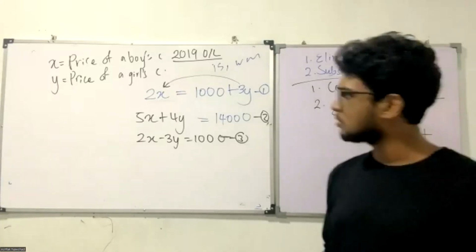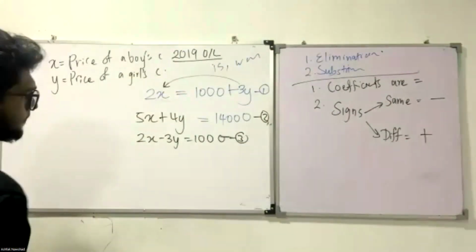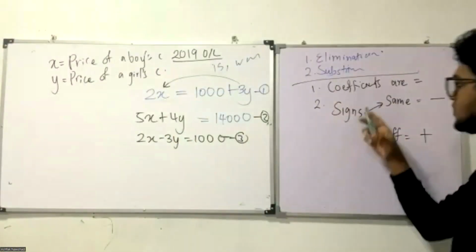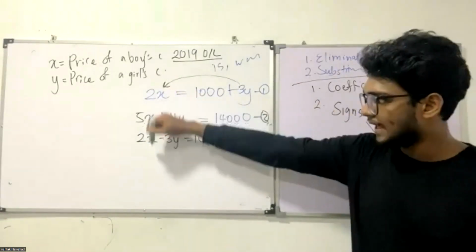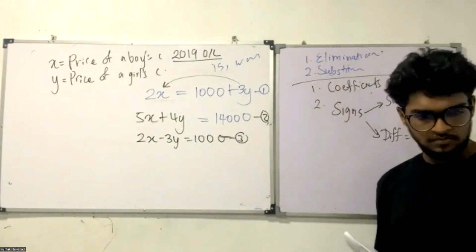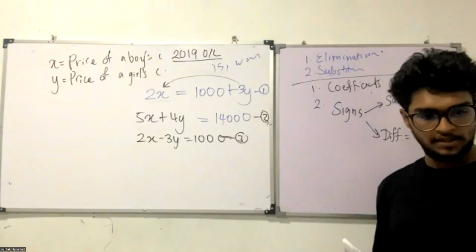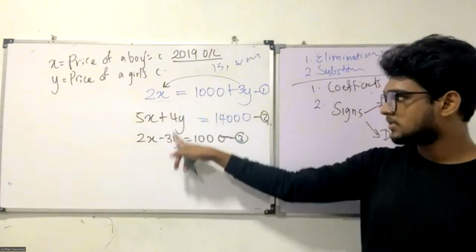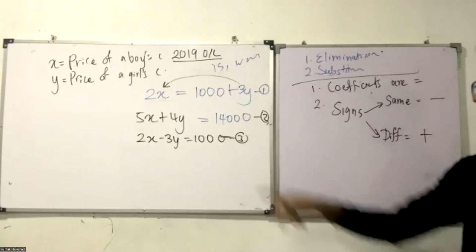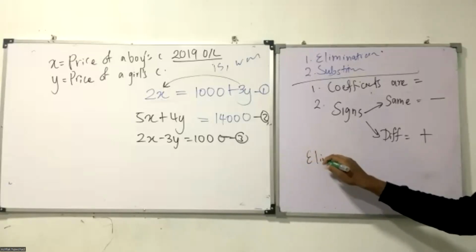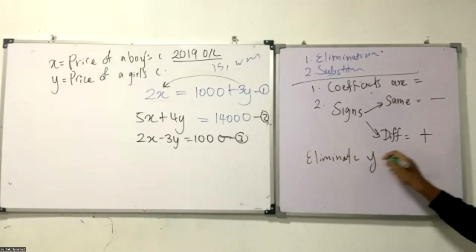Right. So now let's see what we can do. Let's check the coefficients. Are the x coefficients equal? The x coefficients are not equal. The y coefficients are also not equal. So I'm planning to make these two equal. I'm planning to eliminate y. Is it okay? Whom shall we eliminate? Let's eliminate y.